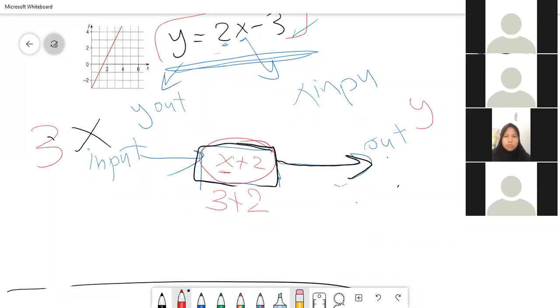Inside that box, we have some operations. So we are going to say 3 plus 2 equals 5. So the input was 3 and the output was 5. And the function was x plus 2. Very good. Is that clear now?